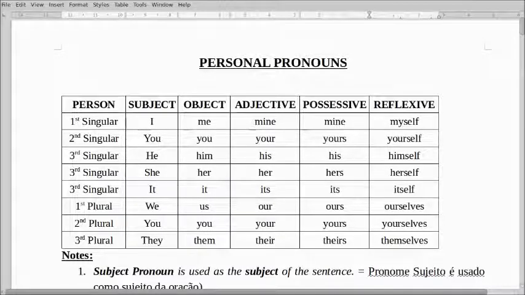If it's a man, his. If it's a woman, her. If it is an object or an animal, its.